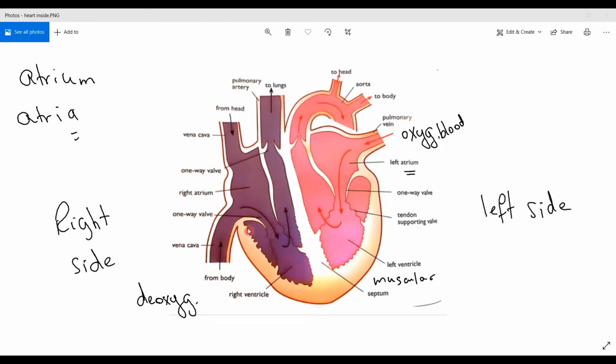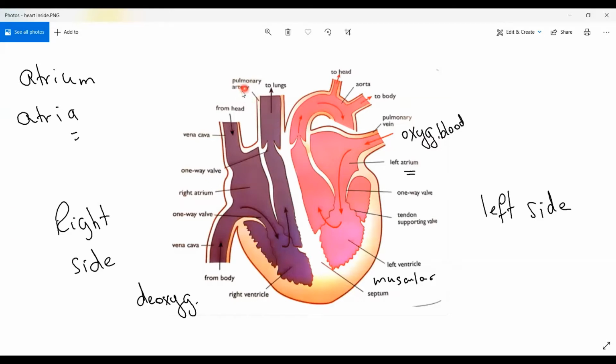What about the other side? Again, this is a one-way valve, and blood will pass from the right atrium to the right ventricle, and not in the opposite direction. When the blood fills the right atrium, this valve will open to allow the blood to enter the right ventricle. And then the blood in the right ventricle is going to be pumped by the muscle of the ventricle through this artery. This artery is called the pulmonary artery.